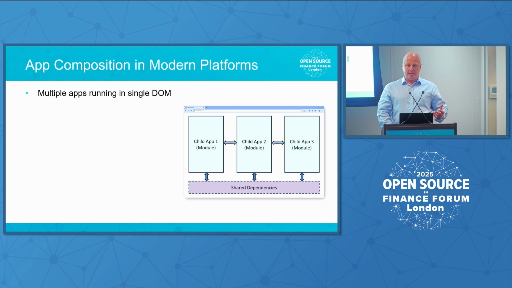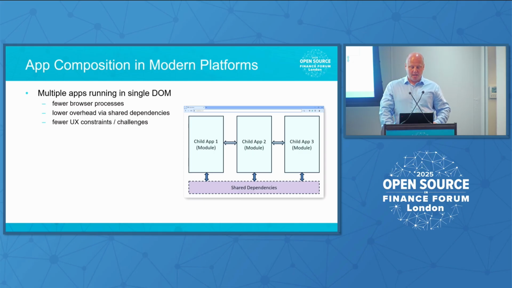So just stepping back slightly and looking at app composition more broadly, aside from FDC3, oftentimes we run multiple apps in the same document object model. And there's lots of reasons why we do this. It results in fewer browser processes. There can be a lower memory overhead because we can share dependencies between those multiple child apps in the same window rather than loading those dependencies multiple times. There's also fewer UX constraints. If you think about, for example, a child app that wanted to surface, say, a pseudo-modal window, if the child app is running in an iframe, it's limited by the viewport of that iframe. It can't use the whole real estate of the parent window.